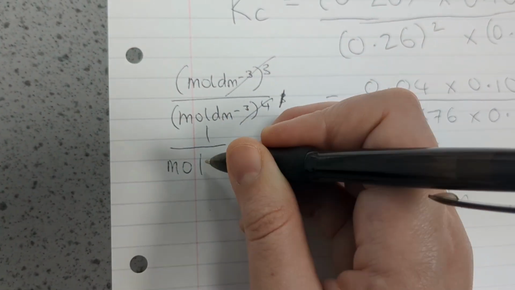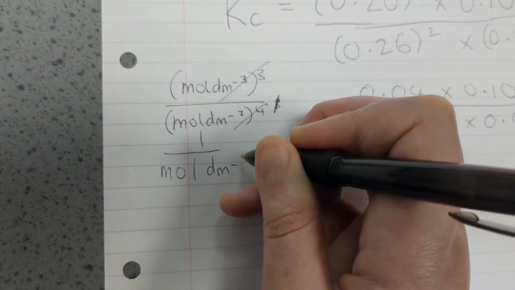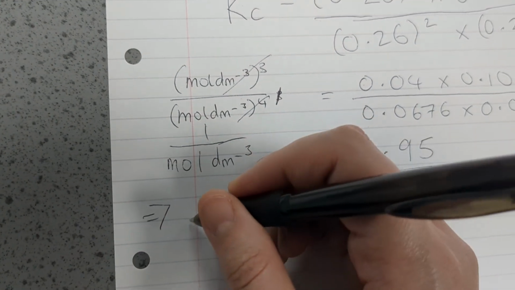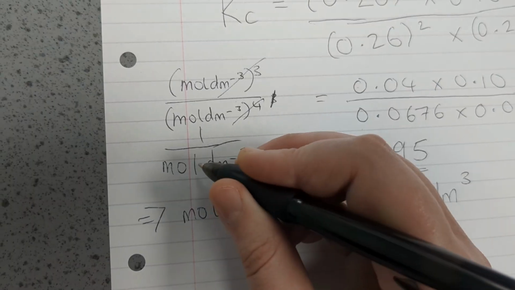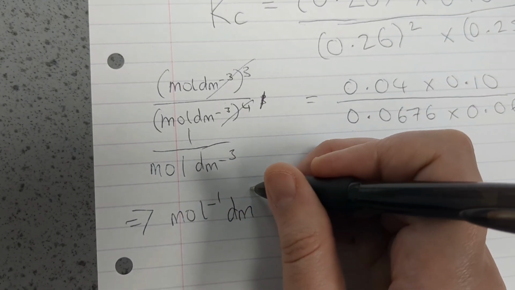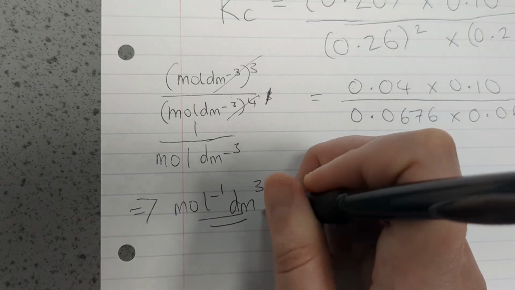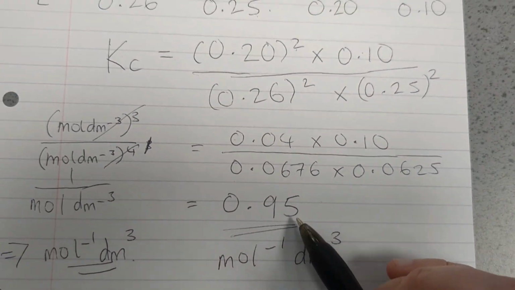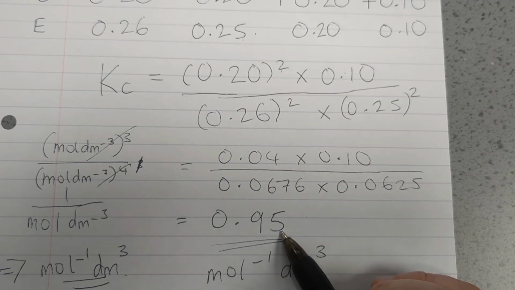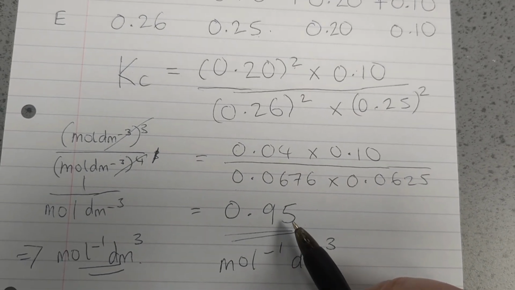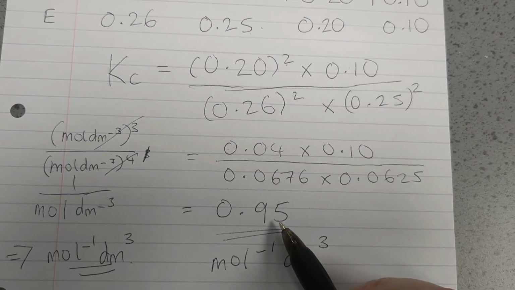So when it's on the bottom, it's mol dm^-3. But when we move it to the top, we change its signs. So mol^+1 becomes mol^-1, dm^-3 becomes dm^+3. And this value of Kc is slightly less than 1, and that's telling us something about the position of equilibrium, that it's slightly towards the reactant side.